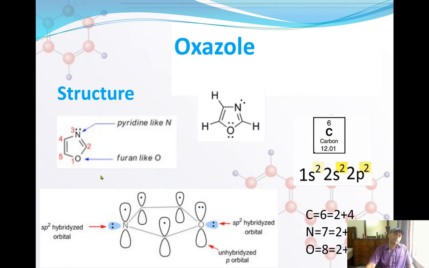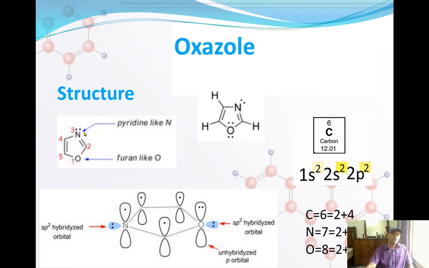Here we can see one more structure. Here it says for the oxygen it's furan-like oxygen. Why do we say like that? So this oxygen behaves like furan, right? Character wise, in its chemical character, it behaves like furan.